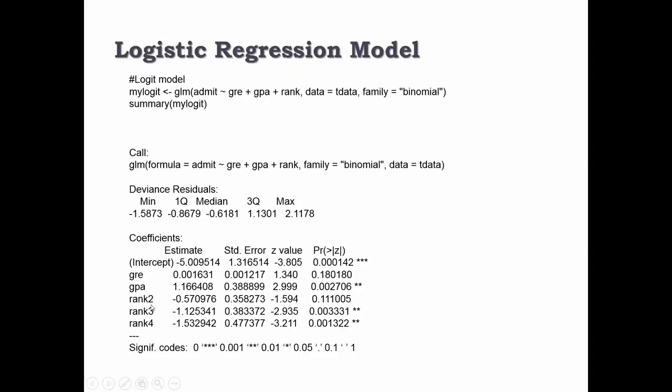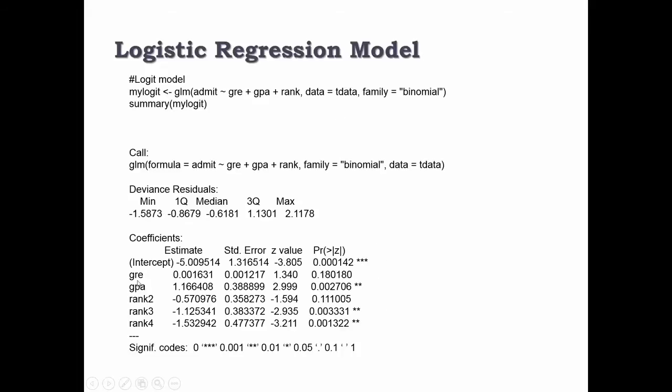Out of rank, because it was a categorical variable, R handles it in its own way. You have 2, 3, and 4. So because if any one of them is significant, you have to include rank. So we cannot get rid of rank. Rank will be part of the model.